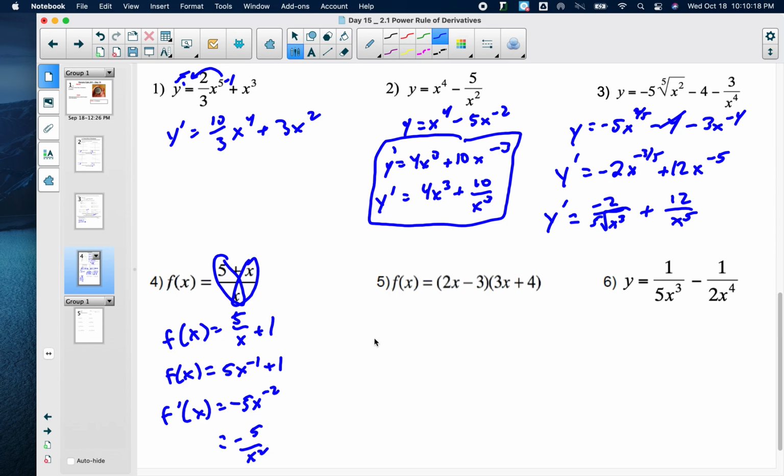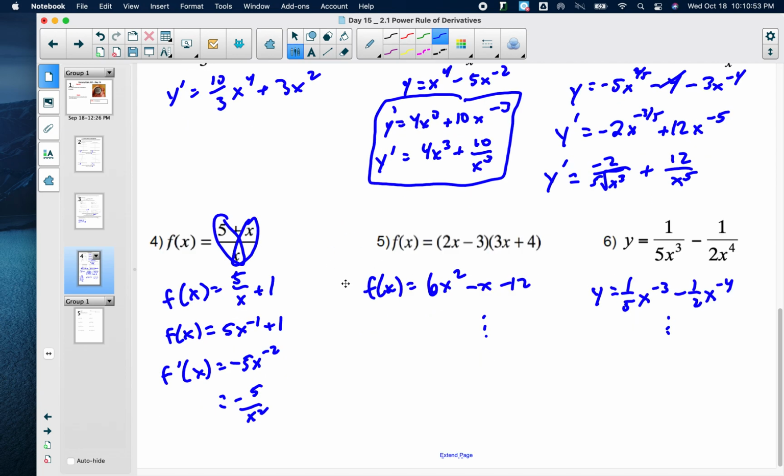Okay. So with that idea, again, I want it to be a normal polynomial form, just adding or subtracting terms. So for this one, I should multiply it out. So f of x, FOIL it, that gives me 6x squared, plus 8 minus 9, so that's minus x, and then minus 12, and then you can derive it from there. And then for this one, just to kind of make sure, so the 5 is part of the denominator, but 1 over 5 itself is technically the coefficient. So I would rewrite this one as y equals 1/5, x to the negative 3rd, and then minus 1/2, x to the negative 4th, and then you can derive from there. Okay? All right. So hopefully that makes sense. I did a lot of talking there.